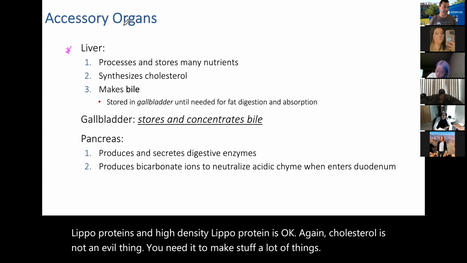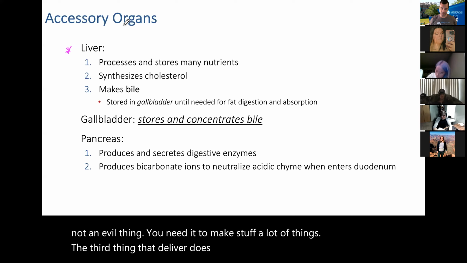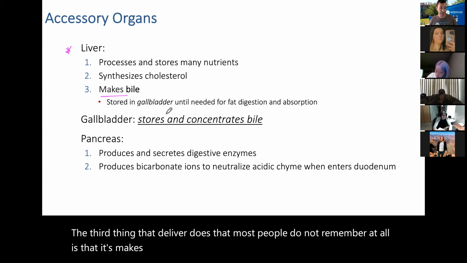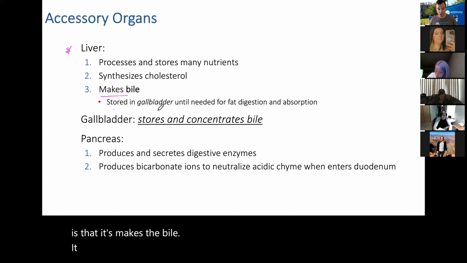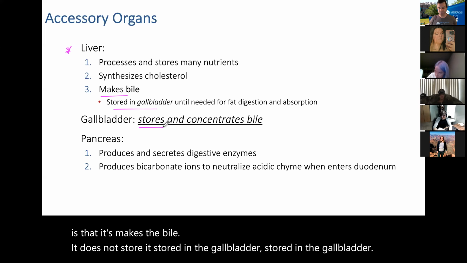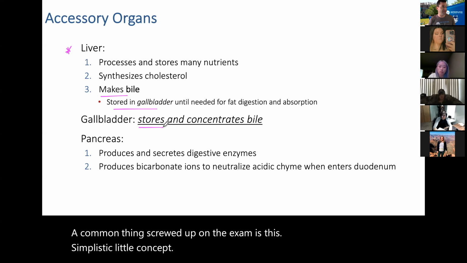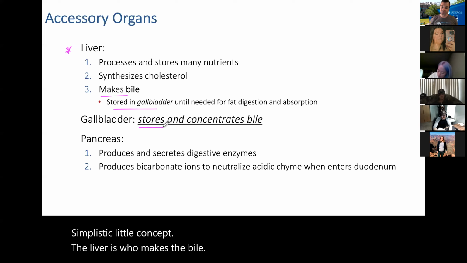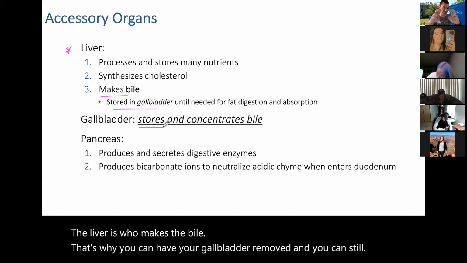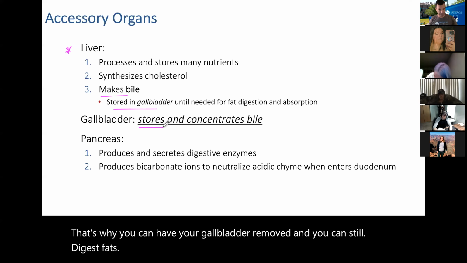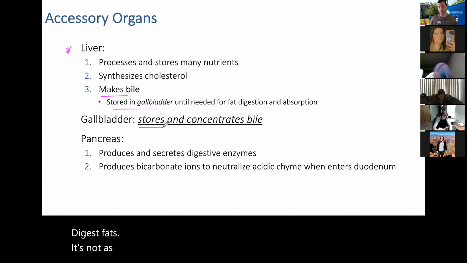The third thing that the liver does that most people do not remember at all is that it makes the bile. It does not store it. Stored in the gallbladder. Okay? A common thing screwed up on the exam is this simplistic little concept. The liver is who makes the bile. That's why you can have your gallbladder removed and you can still digest fats. It's not as effective, but you can still eat your fabulous fats.